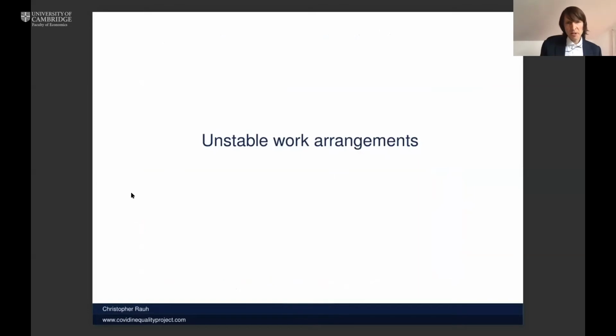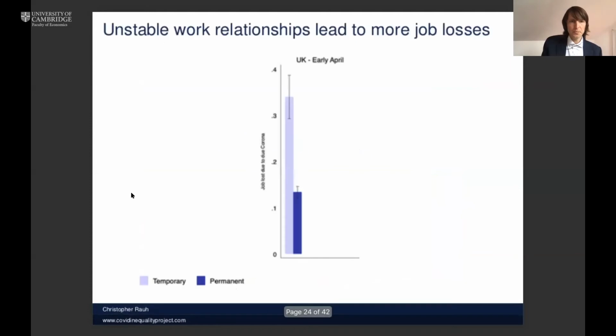So one thing that we can trace this back to are unstable work arrangements. Here we look at the UK, these are the share of people that lost their jobs due to the coronavirus in April. What you see is the light blue bar are those that had temporary contracts, and the dark blue bar, permanent contracts. So you can see that amongst temporary workers, more than a third lost their job due to the coronavirus. And this number is much lower for permanent contracts.